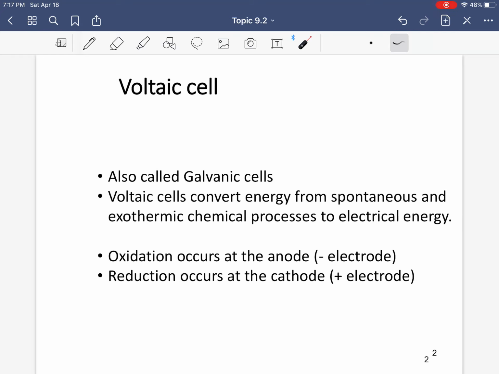It's pretty easy to mix these up in the beginning, so you'll have to try very hard to memorize this. The anode is the negative electrode, and this is where oxidation occurs. The cathode is the positive electrode, and this is where reduction will occur. All right?